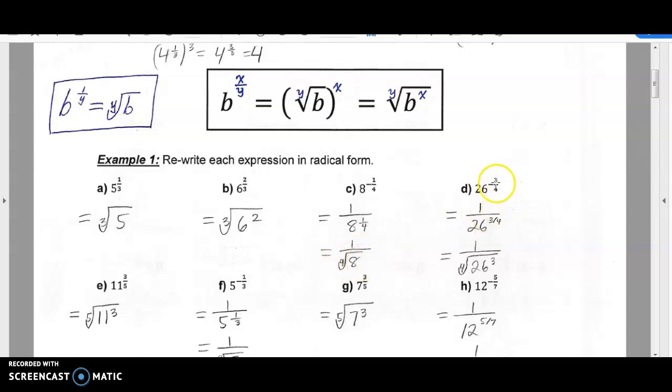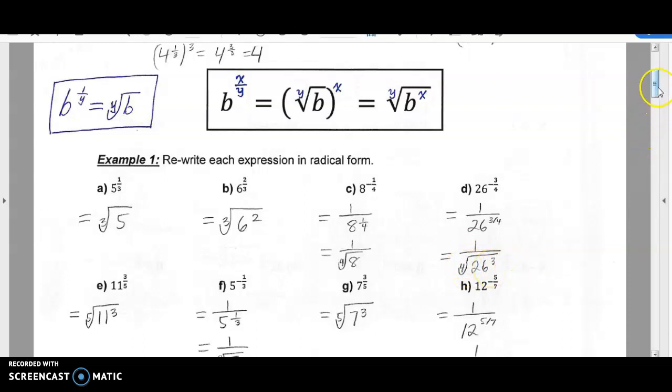Okay, same thing here. We have a negative exponent, so flip the base. 26 becomes 1 over 26 to the power of now positive 3 over 4. The 3 stays in the exponent, like we see right there. And then this 4, which is the denominator of your exponent, becomes the root. So this can be rewritten as 1 over the 4th root of 26 cubed.